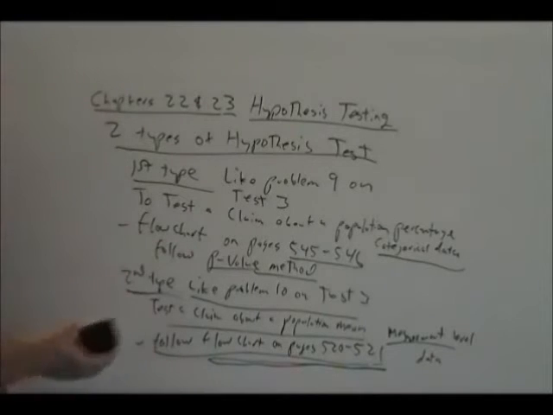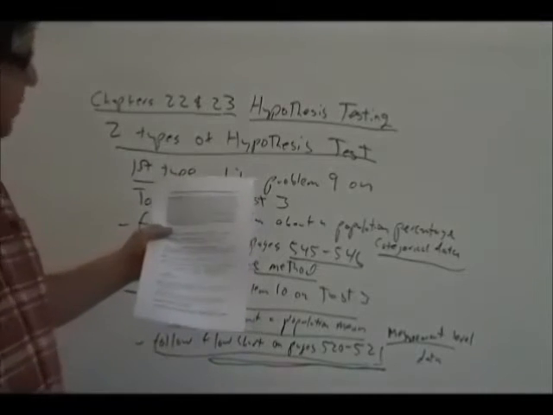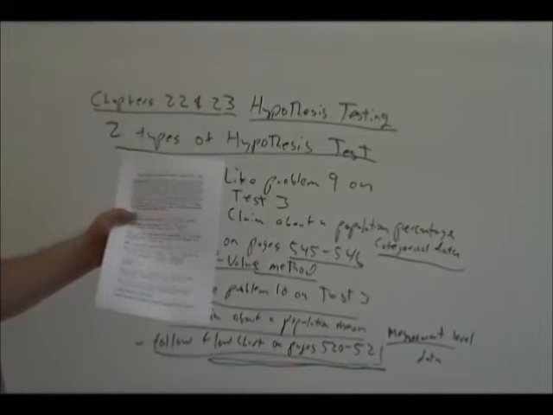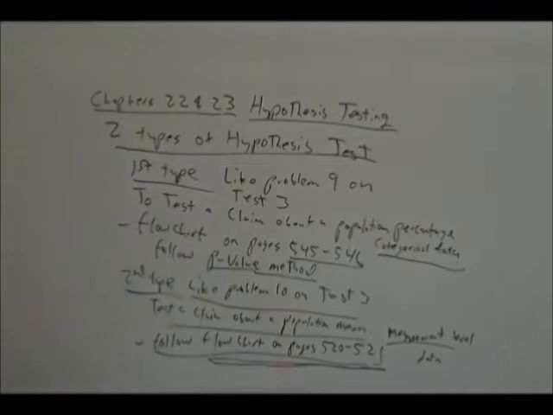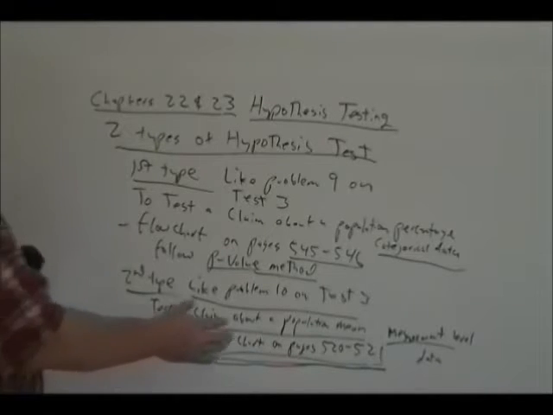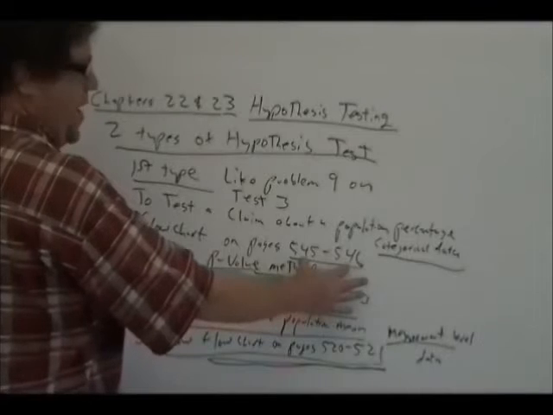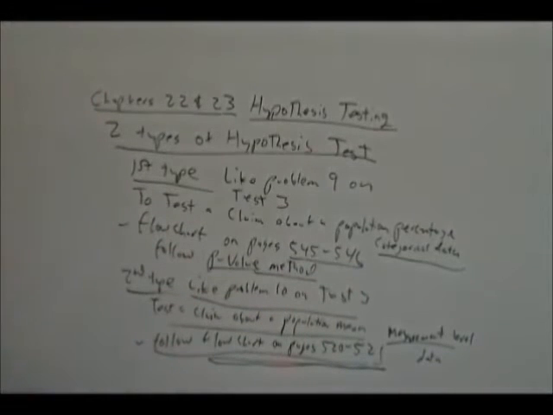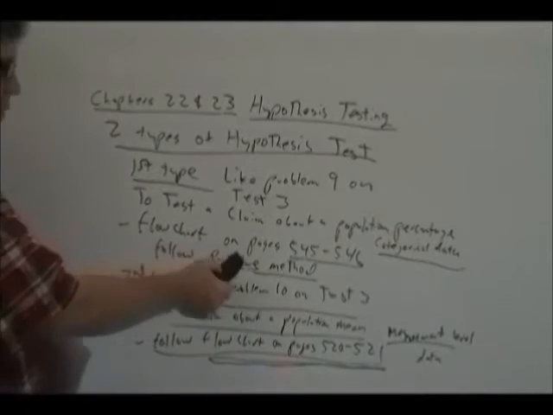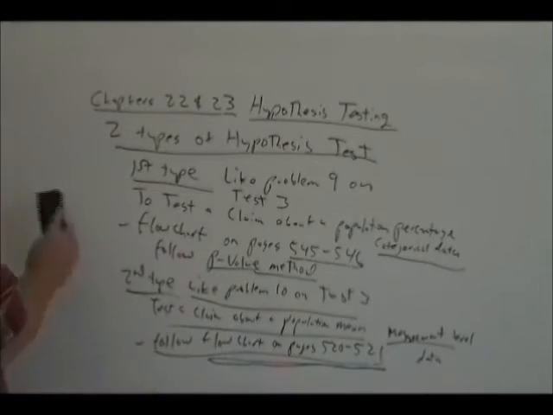So let's go ahead and illustrate this. I'm going to start with the first two problems from the handout, sample hypothesis test problems for homework assignment 8, part 1. These will be the first type, where you test a claim about a population percentage by following the 6 steps given on pages 545 and 546 of the cheat sheet, under the p-value method, which is a 6-step flow chart.